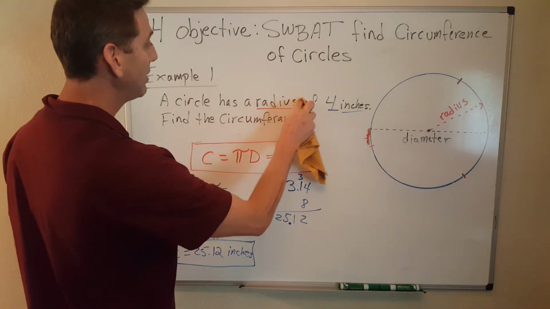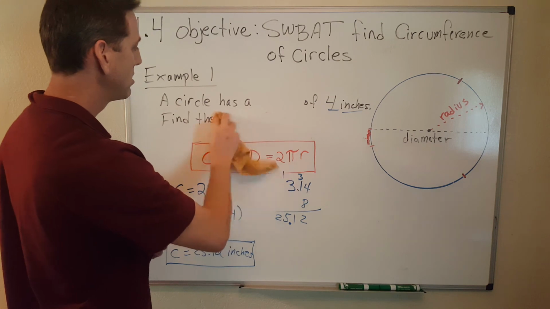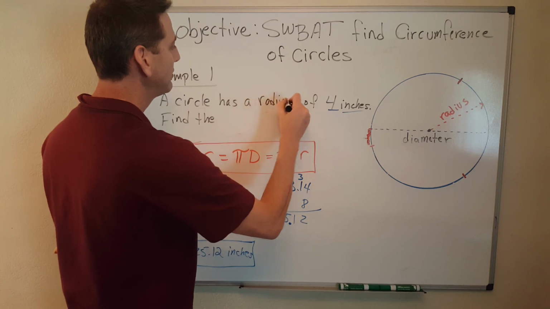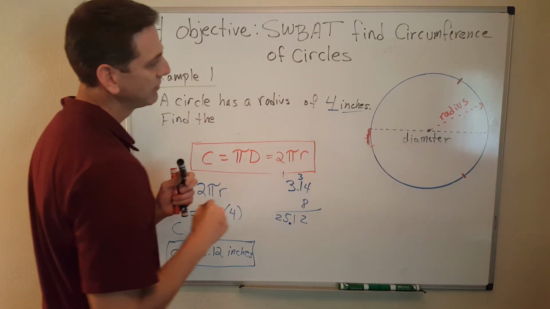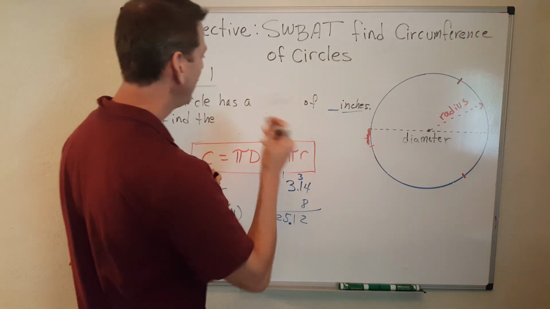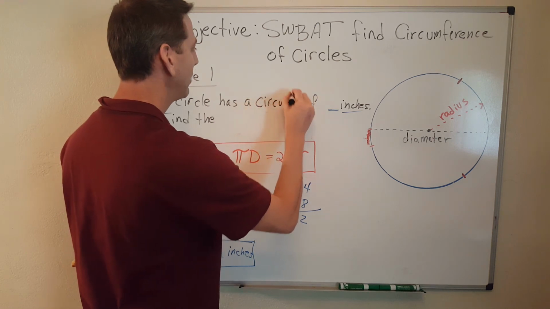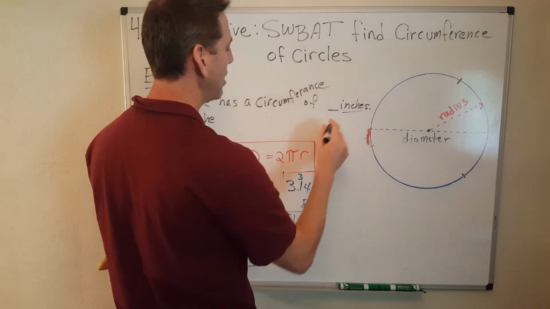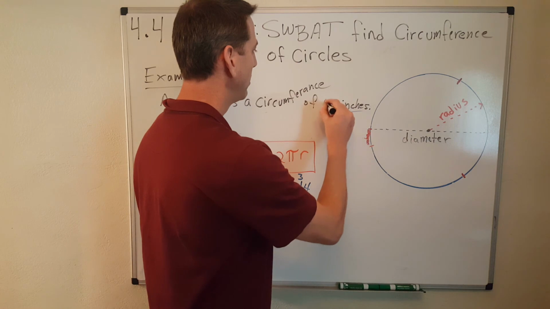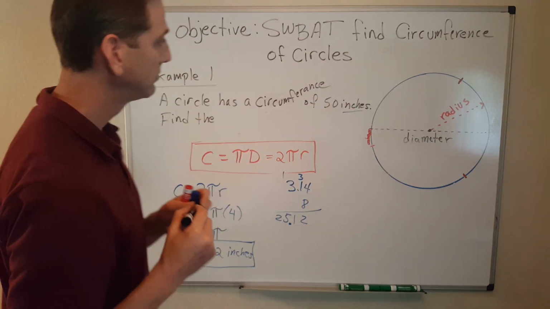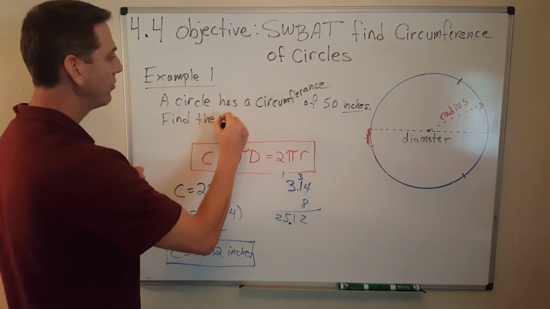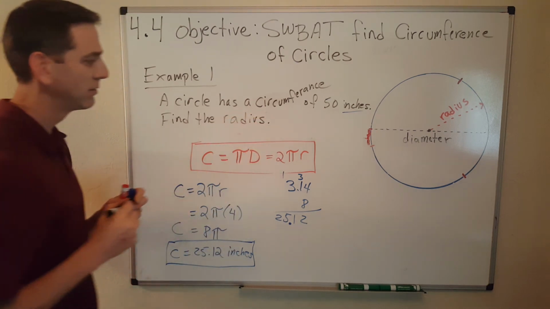So let's say a circle has a radius of, let's see, I'm sorry, not a radius, a circumference of, let's say 50 inches. Find the radius. Okay.